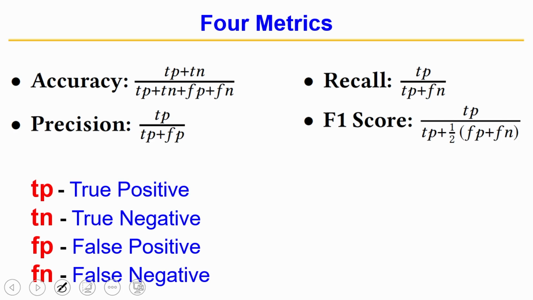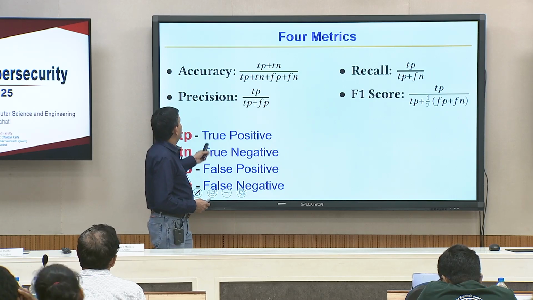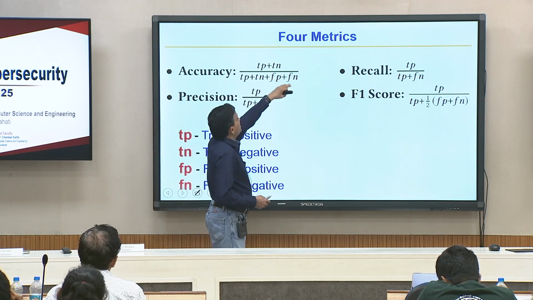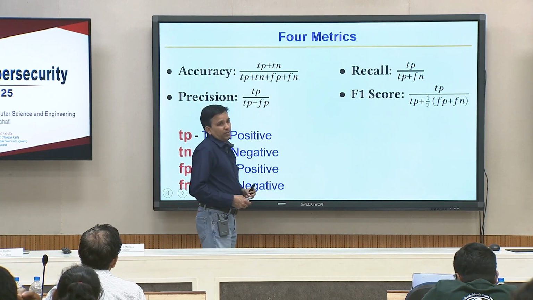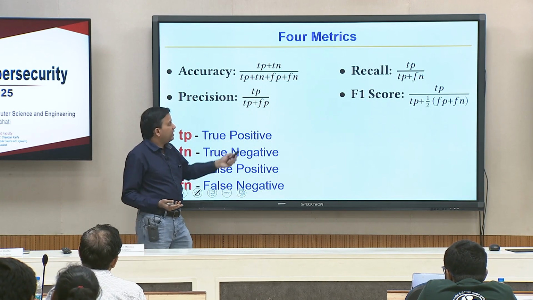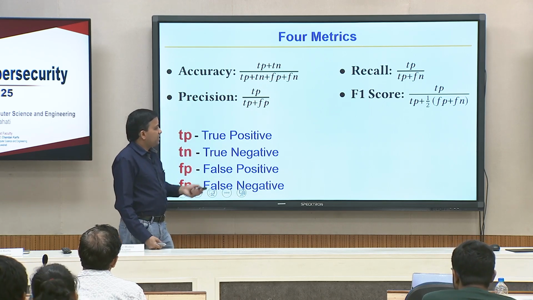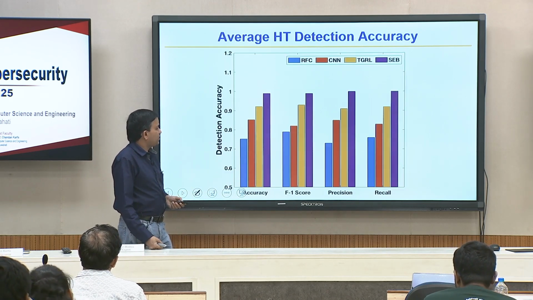True positive is when it says it is Trojan free, and that is indeed Trojan free. When it says Trojan inserted, it is indeed Trojan inserted, and false positive and false negative are the inverse. Accuracy is the correct decisions, true positive and true negative, out of all decisions. And similarly, there are recall, F1 score, and many such numbers, and each has its own interpretation; people are interested.